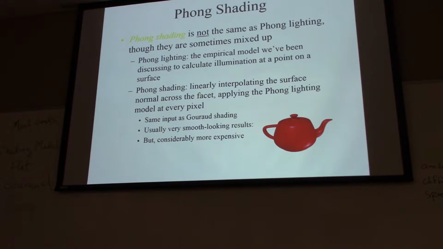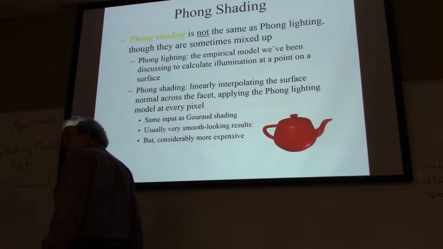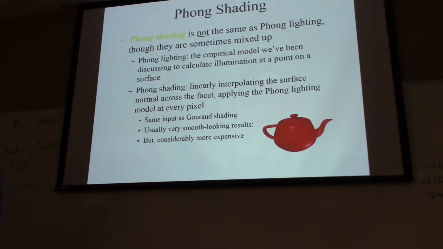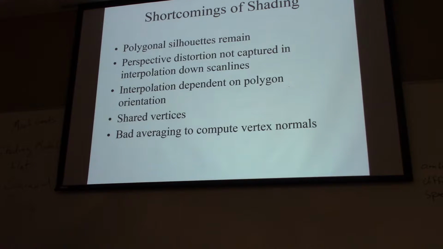So there's an enormous difference in calculation between Gouraud shading and Phong shading. There's a big but not enormous difference between Gouraud shading and flat shading. So Phong shading gives you the best result at the most computational cost. All right, linearly interpolate vertex normals, evaluate the equation at every pixel, and so on. Okay.